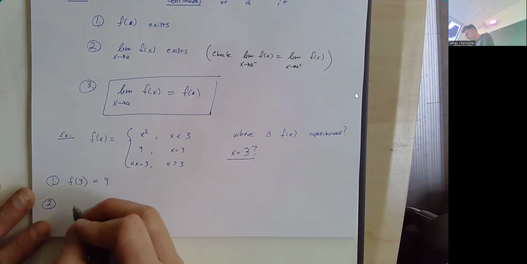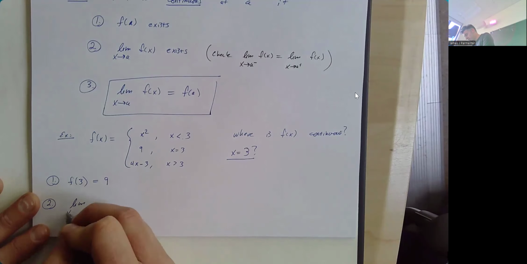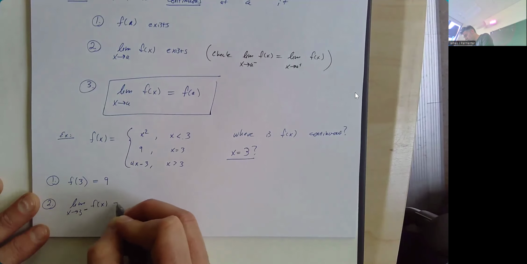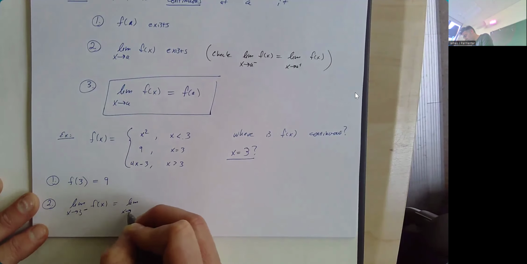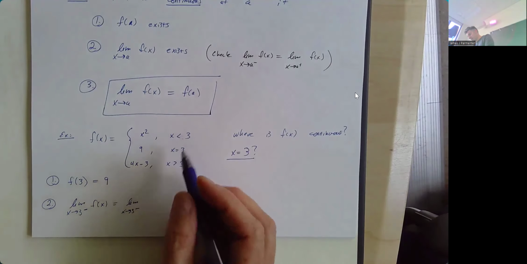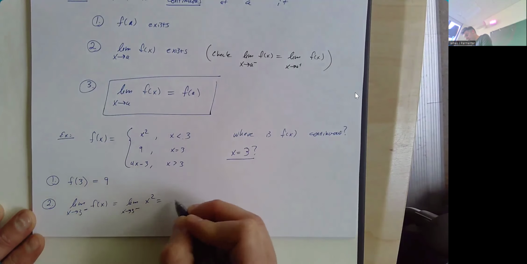So I'm going to look at the limit as x approaches 3 from the left of f of x, which is the limit as x approaches 3 from the left of which piece am I using? Am I using x squared? Am I using 9? Or am I using 4x minus 3? Right, because I'm left of 3, and that's when x is less than 3. And then I can just plug it in and get 3 squared, which is 9.